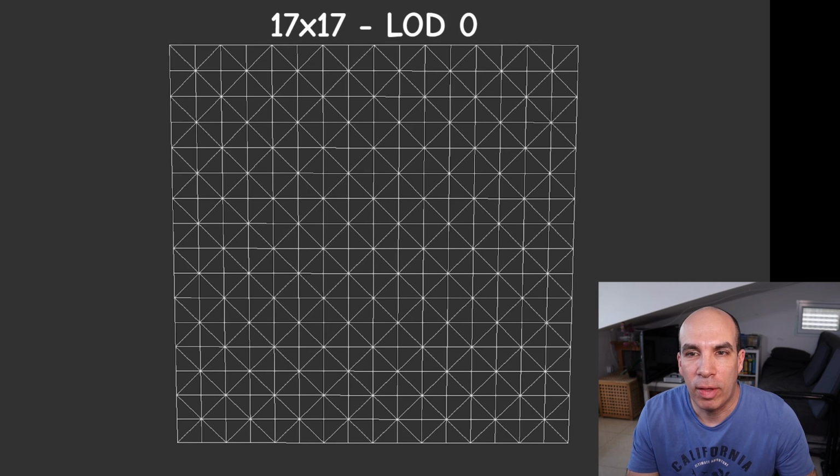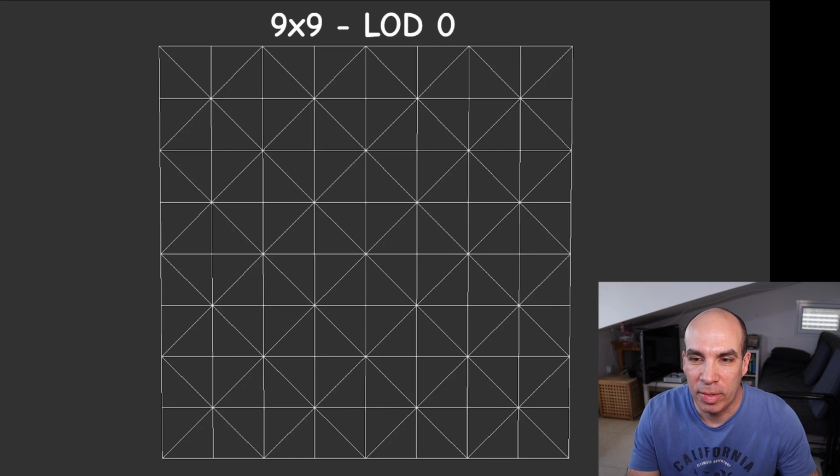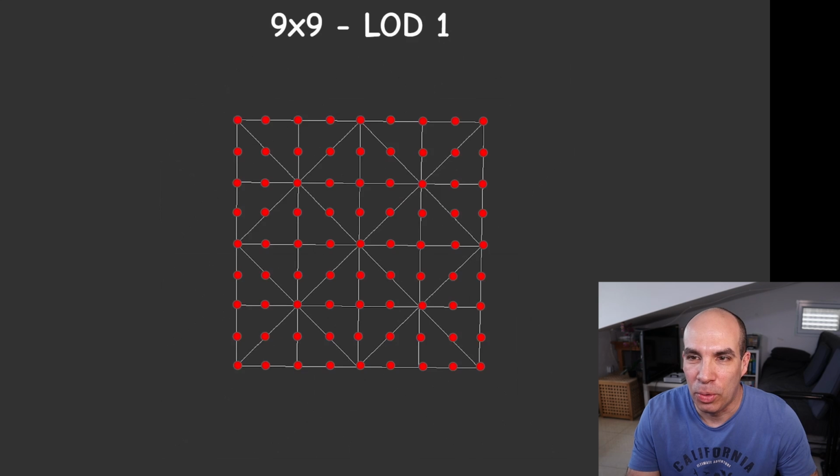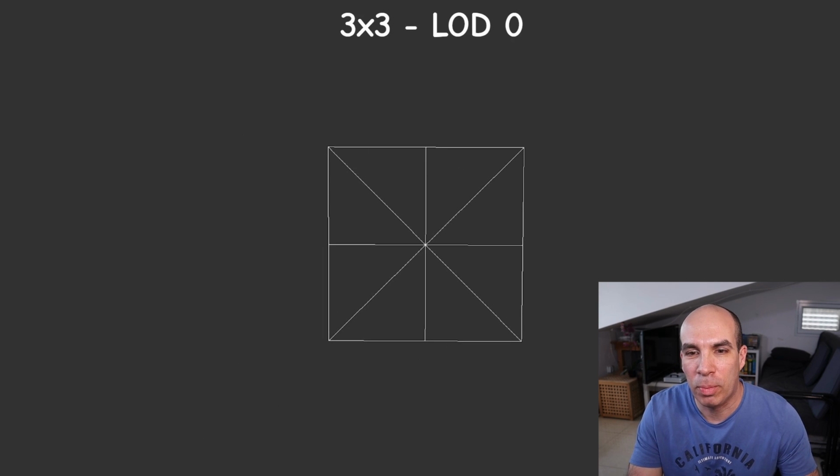And we can also see a 17x17 patch. And here we have 8 triangle fans over 8, so 64 triangle fans. And I only got a single LOD here because I'm too lazy to create the other ones. But you can imagine that LOD1 would look like this, and LOD2 would look like this, and LOD3 would look like that.